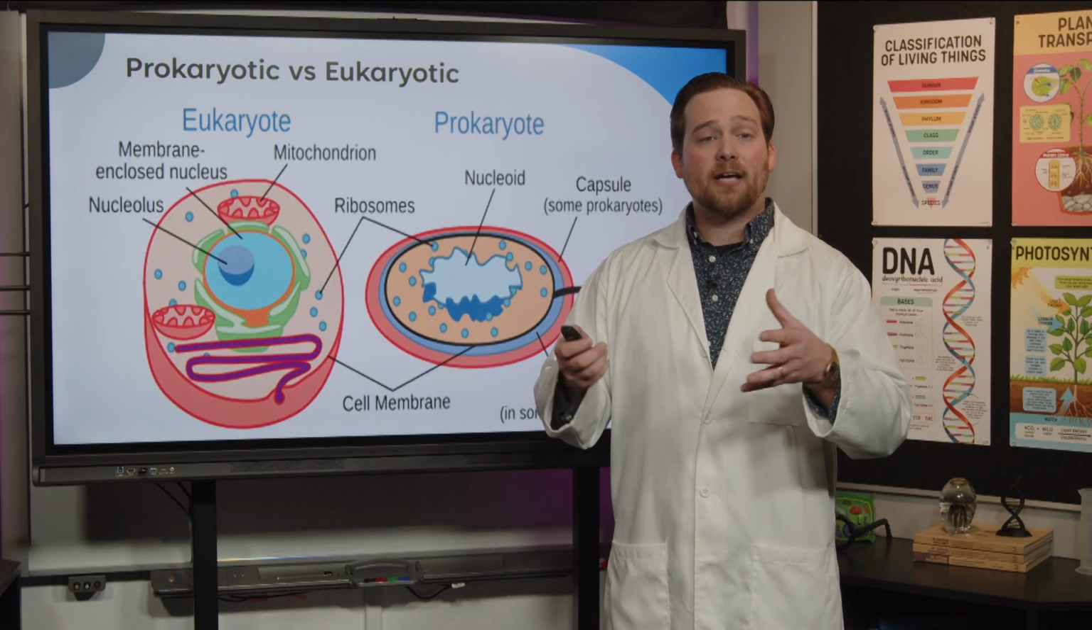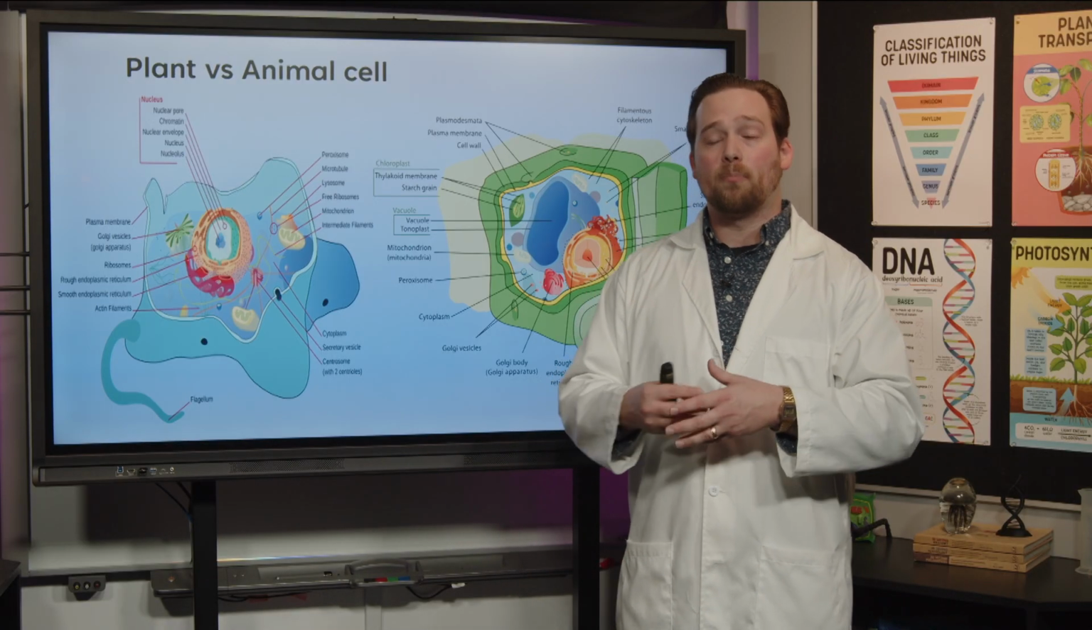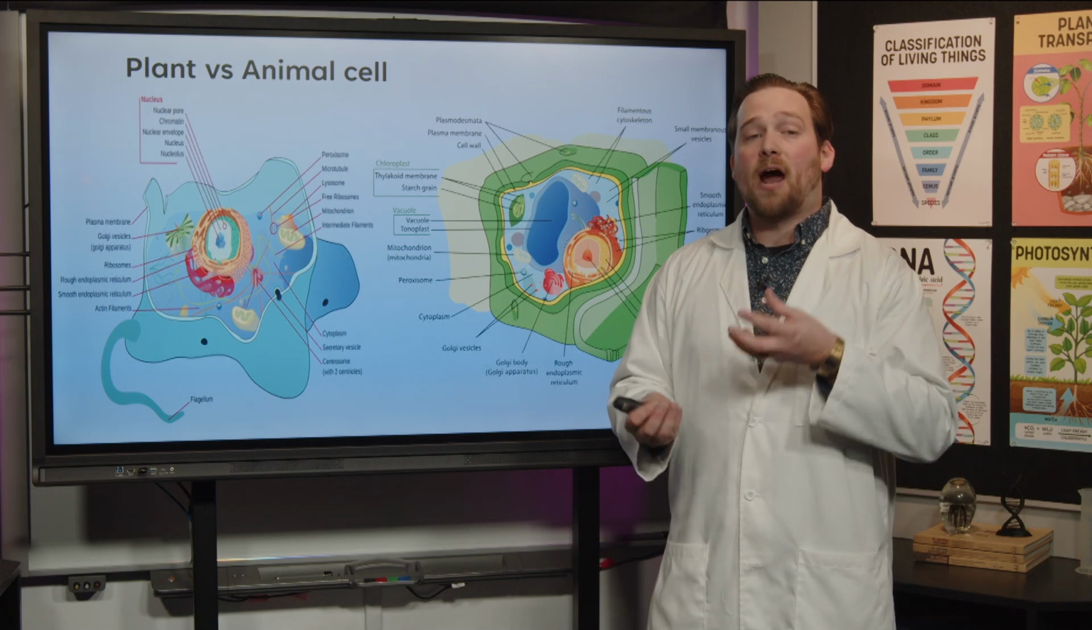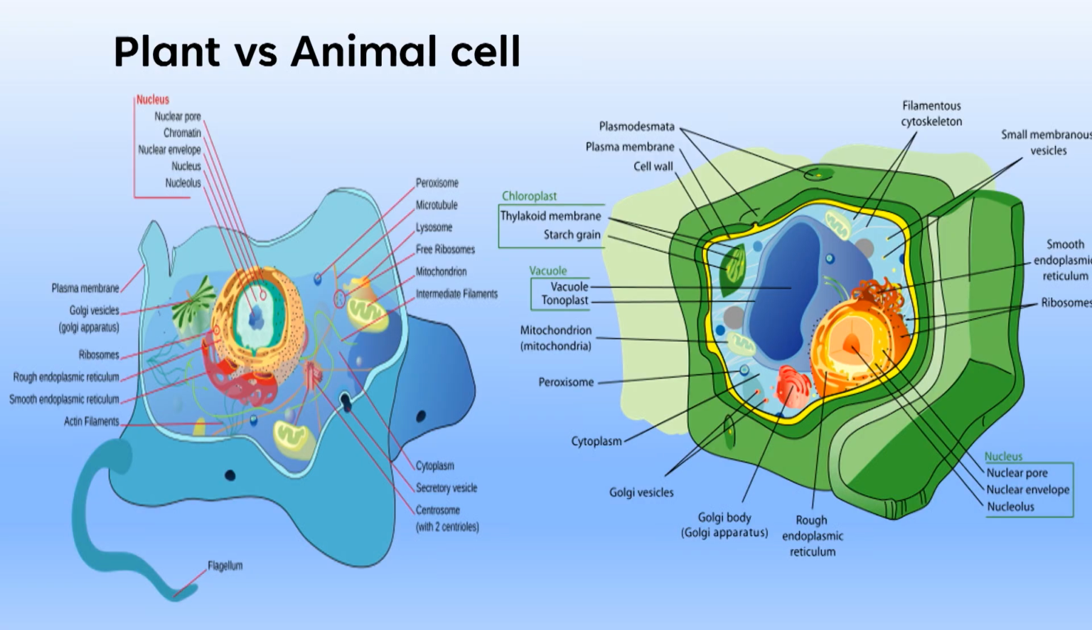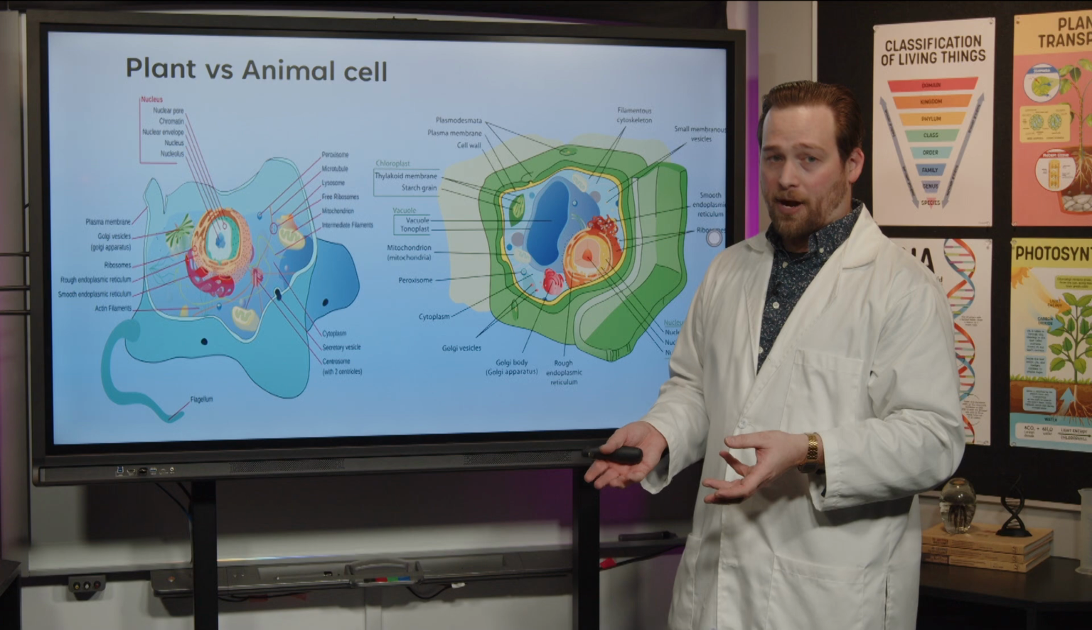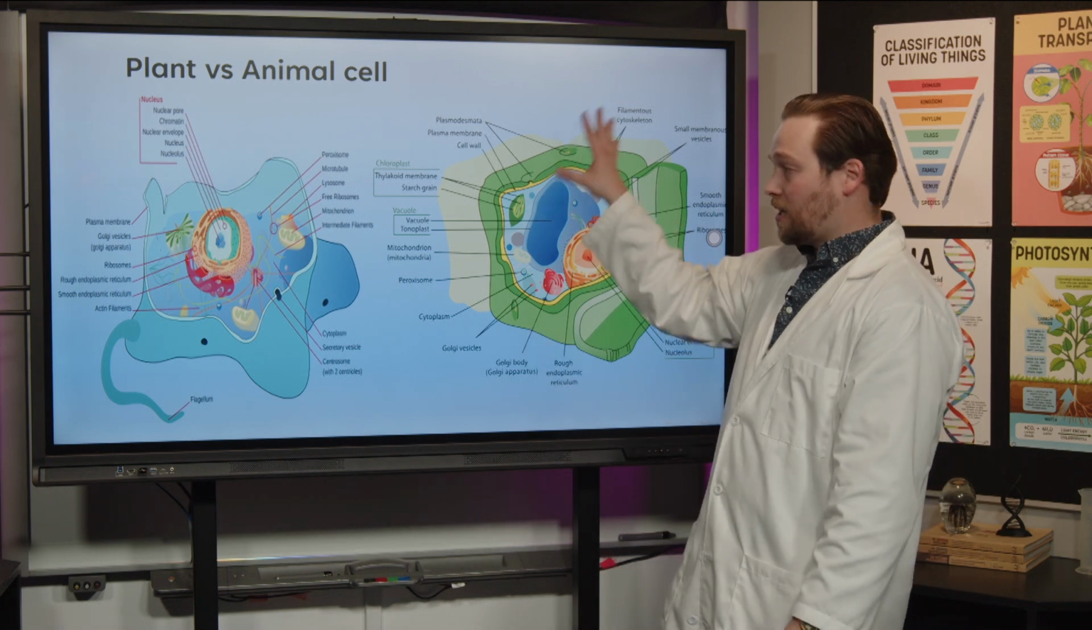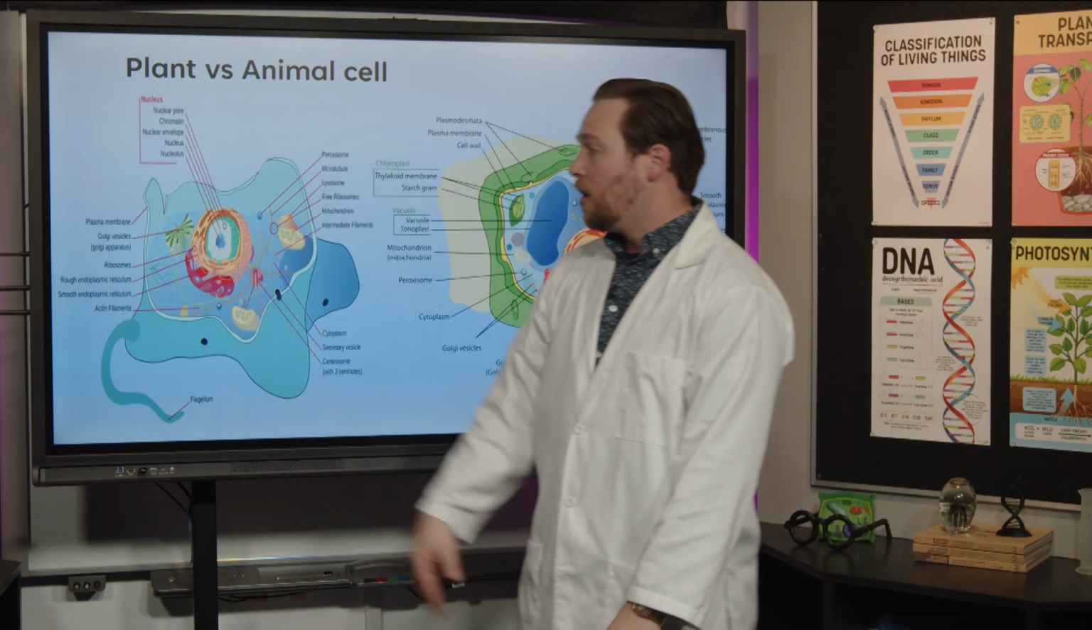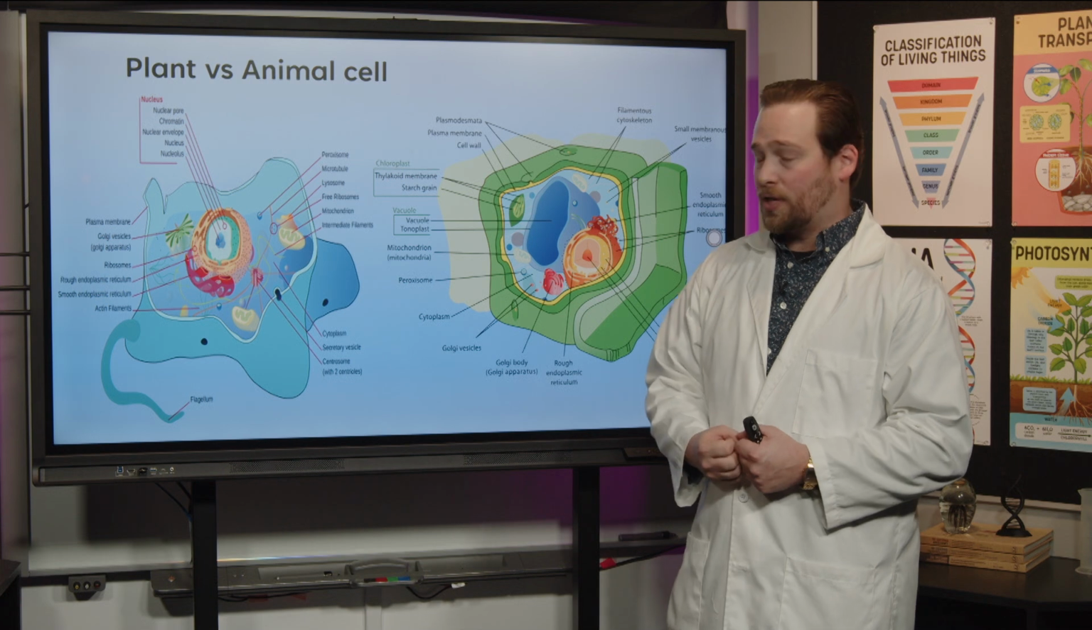Okay, great. So next up, I wanted to compare, these are both eukaryotic cells, but now we're looking at plant cells versus animal cells. Okay, on the left is an animal cell, on the right is a plant cell. And I wanted us to talk about how they are similar and how they are different. So again, this is the plant cell, this is the animal cell. What are some key differences between these cells?